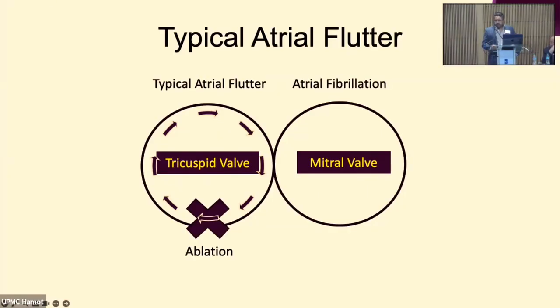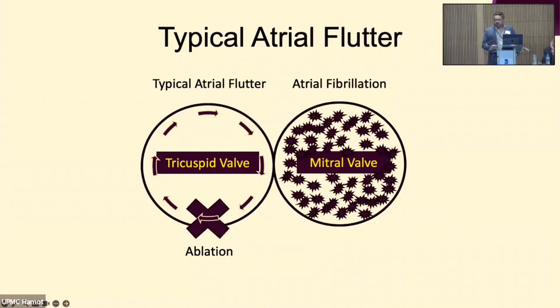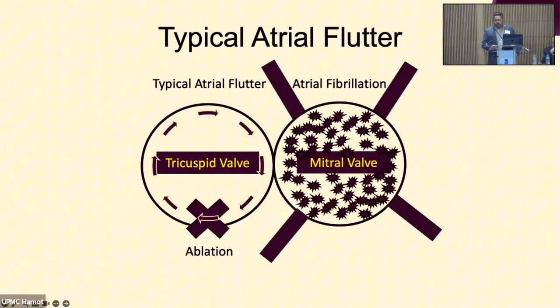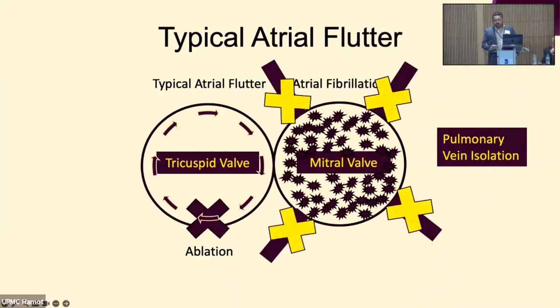As opposed to atrial fibrillation, which usually starts in the left atrium, and it's just this chaotic activity. It's fibrillating atria. The atria are going 400 beats a minute, and the way you fix that is you ablate the pulmonary veins. Remember that from last year? So we electrically isolate the pulmonary veins.